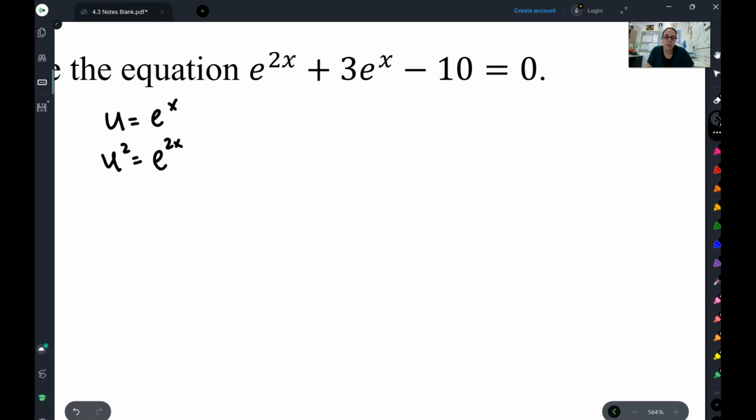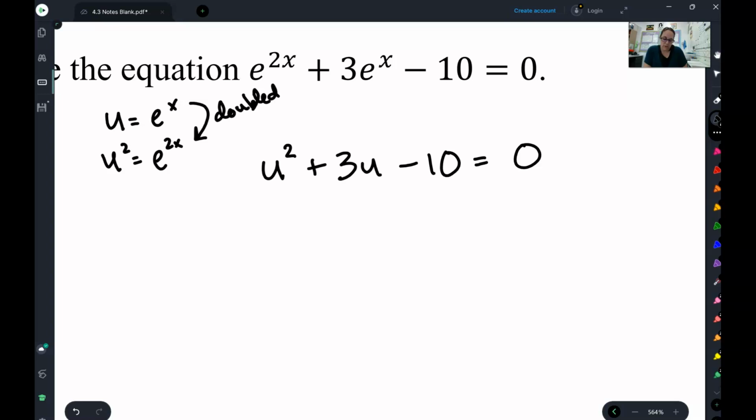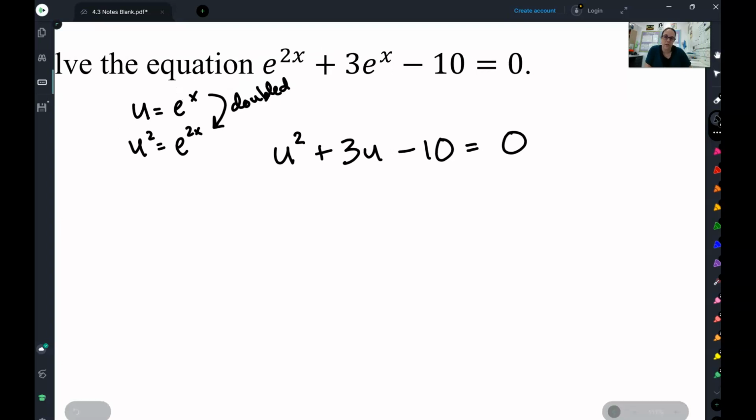Remember, to be able to use u substitution, we talked about this back in 2.1 or 2.2, you have to make sure that the thing is being doubled. So from e to the x to e to the 2x, we have to make sure it's being doubled. And that lets u substitution work. So because it is being doubled, I can change this e to the 2x to u squared. E to the x is u, and that looks way easier to factor.